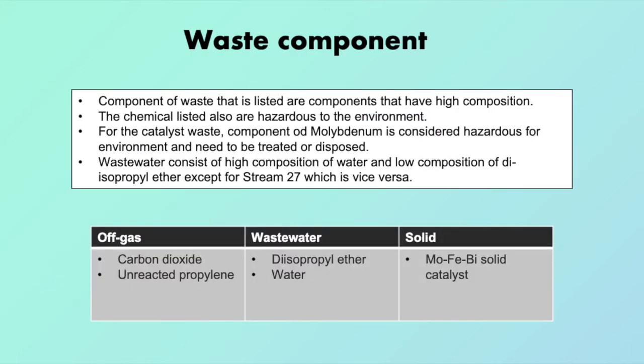Here is the list of waste components from our plant. The chemicals listed are hazardous to the environment. For our catalyst, the molybdenum component is considered harmful and must be treated. Our wastewater contains a high amount of water and a low amount of diazotopyl ether, except for stream 27, which is the opposite.